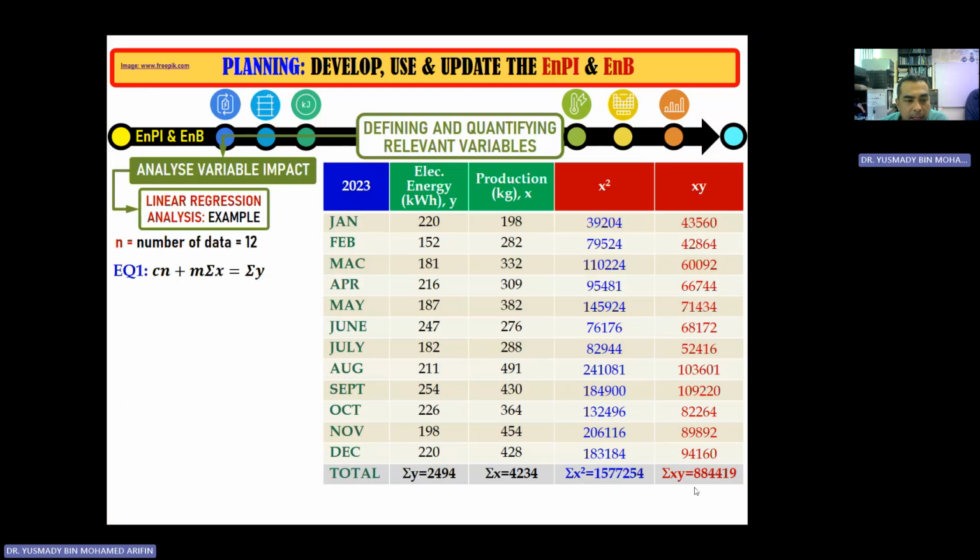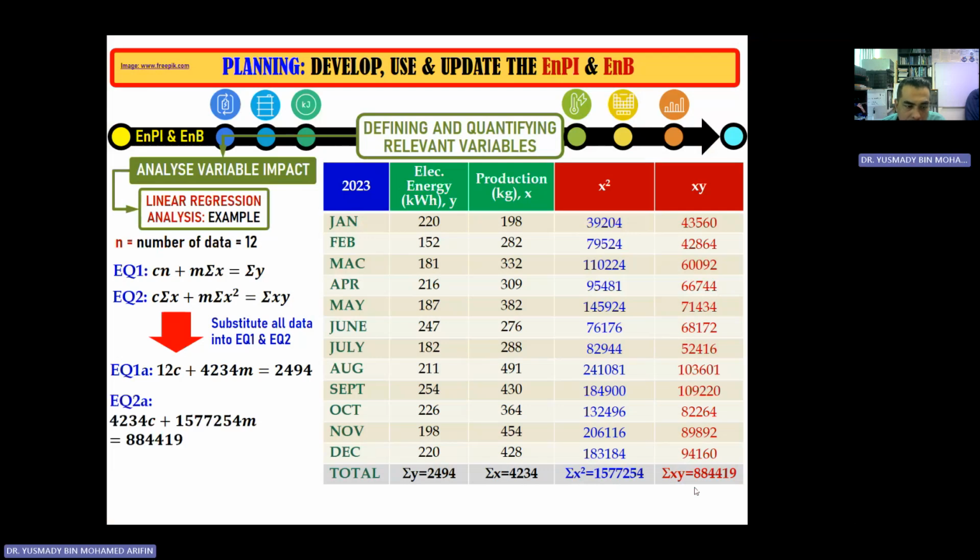So equation 1: Cn plus m sigma x equals sigma y. We already calculated sigma x and also sigma y, and substitute them in the equation. Same goes for equation number 2: substitute sigma x squared and also sigma xy. From equation 1, we get equation 1a: 12c plus 4234m equals 2494. From equation 2, after we substitute the values, we get equation 2a: 4234c plus 1577254m equals 884419. So we need to solve the equations.